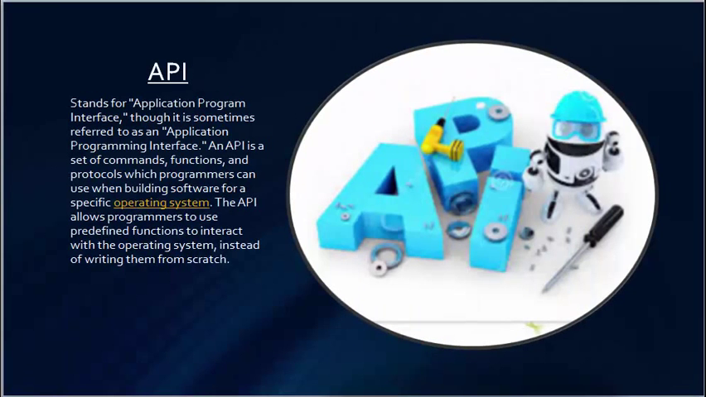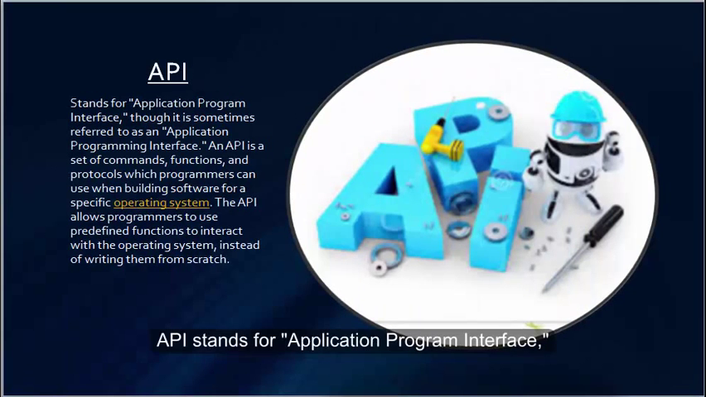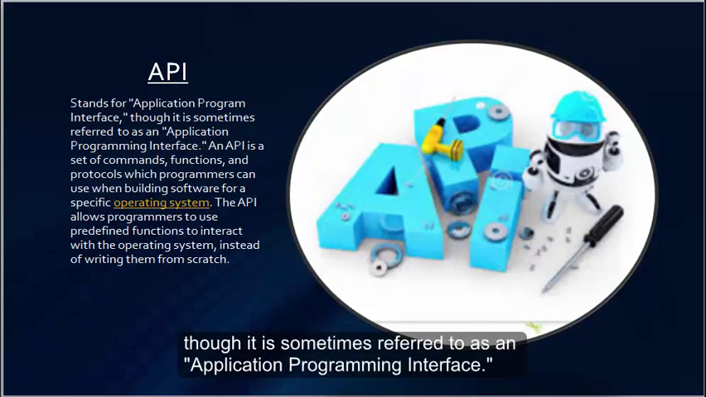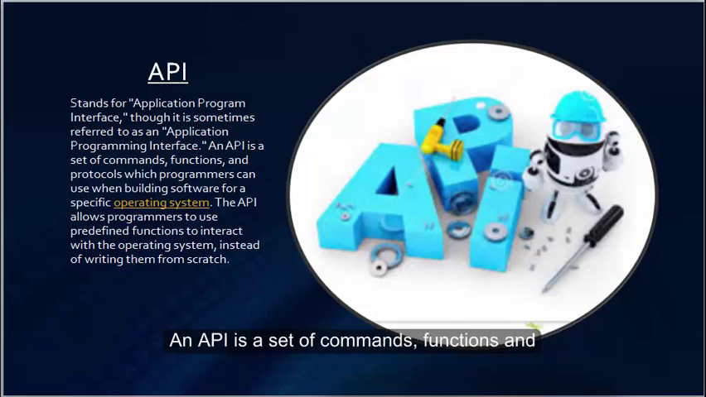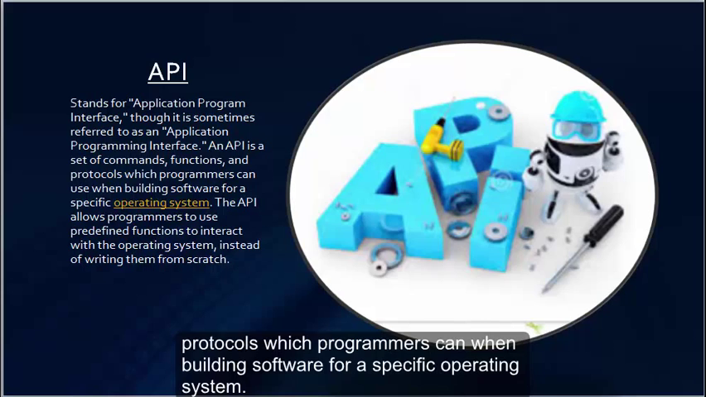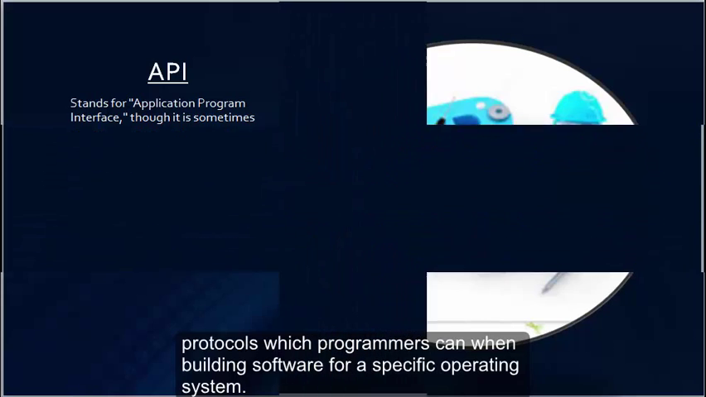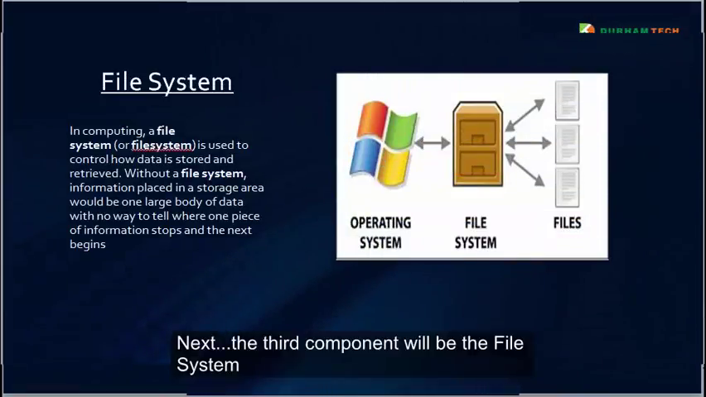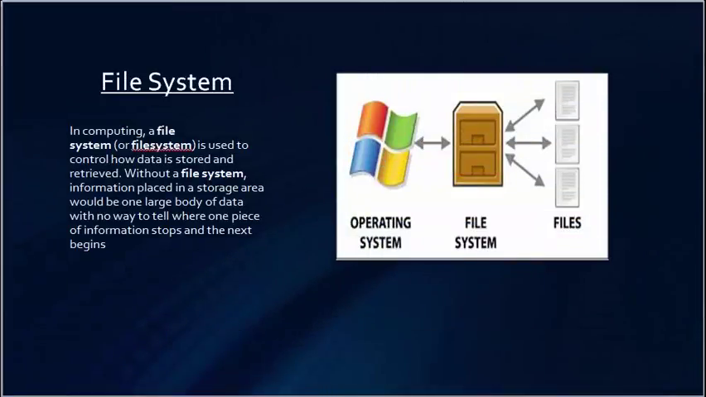The second component would be the API. API stands for Application Program Interface, though it is sometimes referred to as an Application Programming Interface. An API is a set of commands, functions, and protocols which programmers can use when building software for a specific operating system.